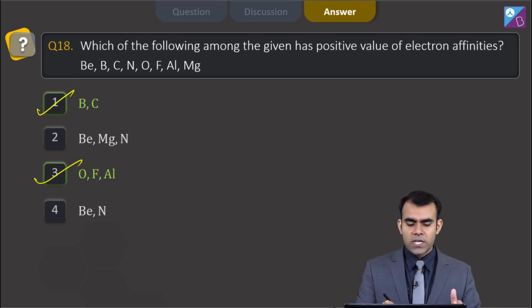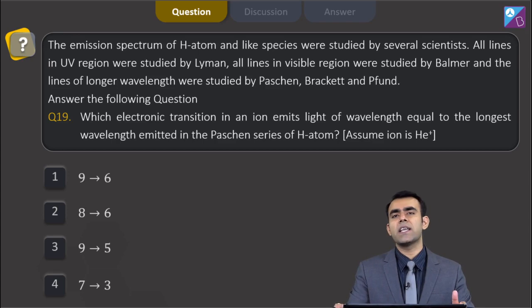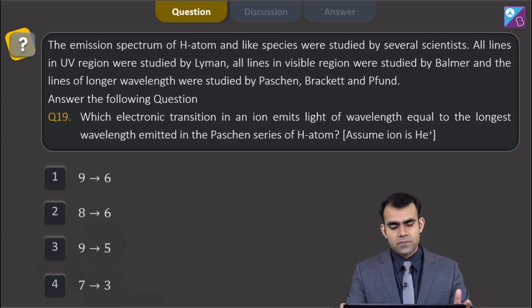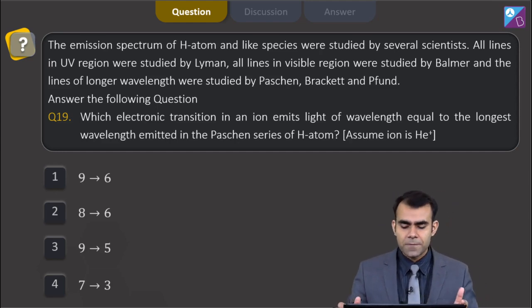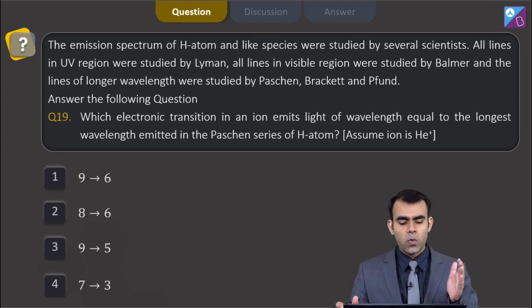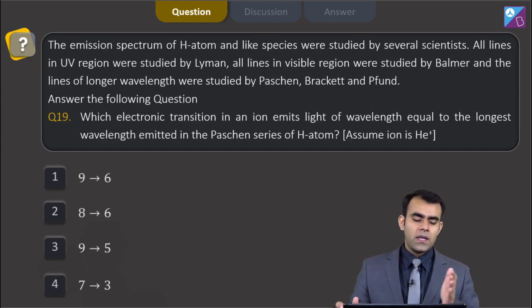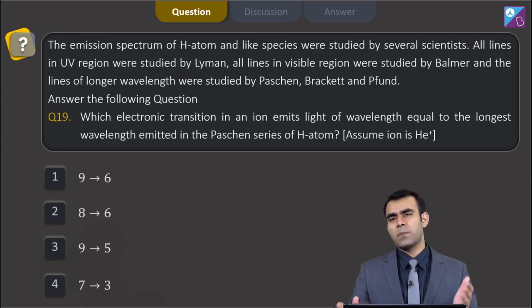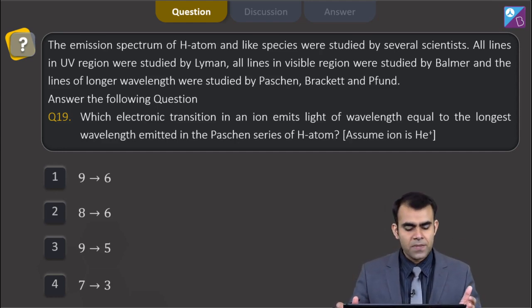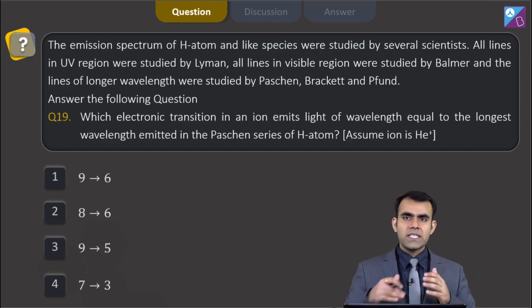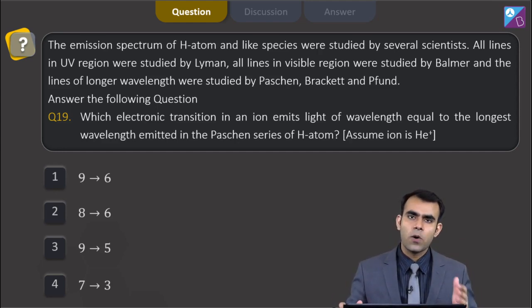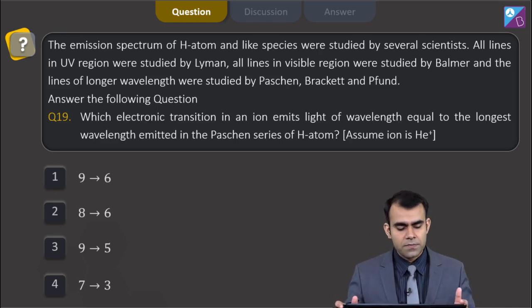Moving on to my next question, question number 19, and that is basically paragraph based questions. Now here the paragraph that is given to us is the emission spectrum of hydrogen atom and like species were studied by several scientists. All lines in UV region were studied by Lyman. All lines in visible region were studied by Balmer, and lines of longer wavelength were studied by Paschen, Brackett and Pfund. Now answer the following questions. So basically this is about the emission lines that are obtained in hydrogen atom.